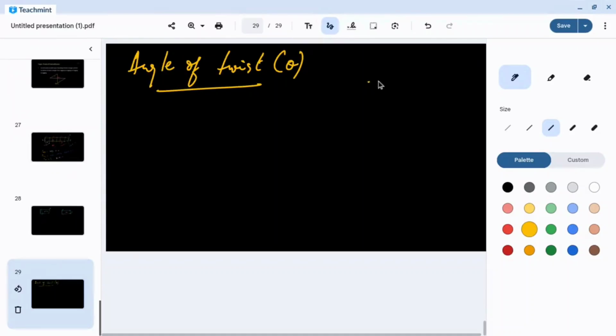Suppose a circular bar, one end fixed, and a twist applied over the other end.